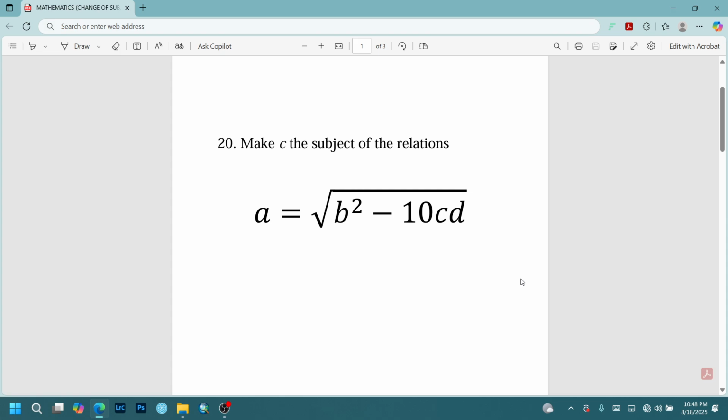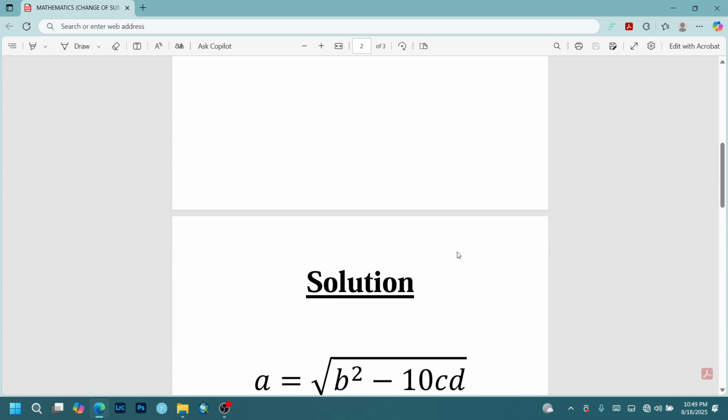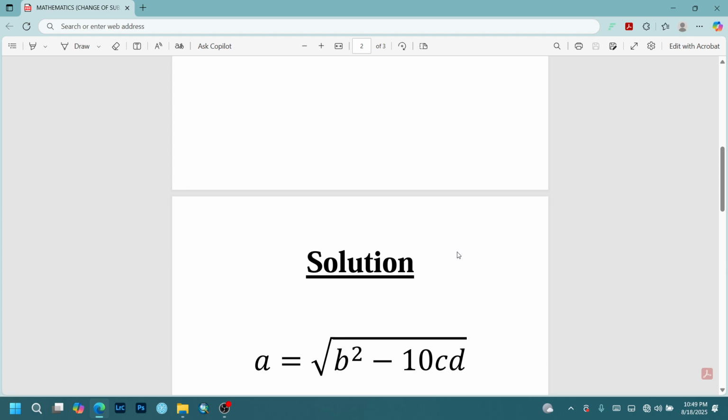Our given relation is A equals the square root of B square minus 10CD. So we are to make C the subject of the relation. Let's quickly delve into it. Based upon the preamble of our question, our relation is giving us A equals the square root of B square minus 10CD.